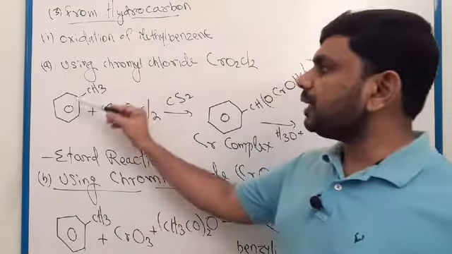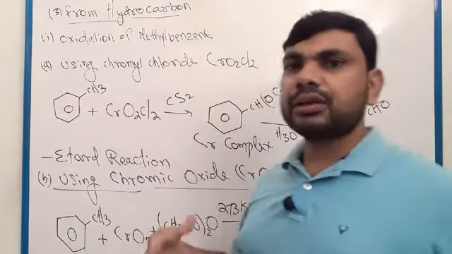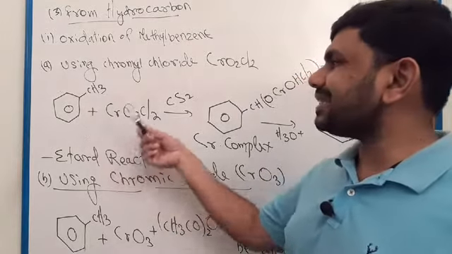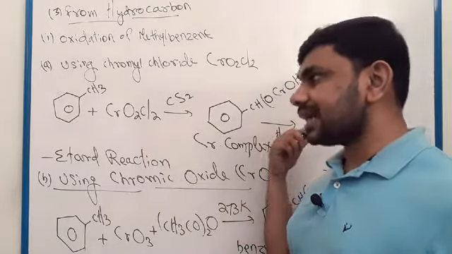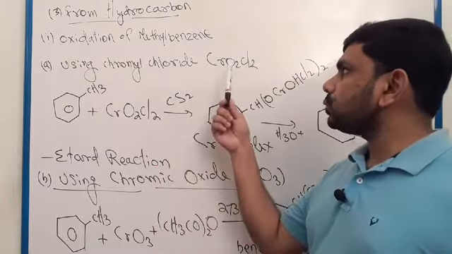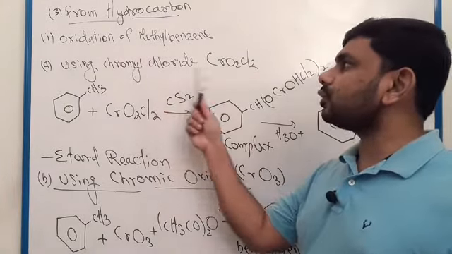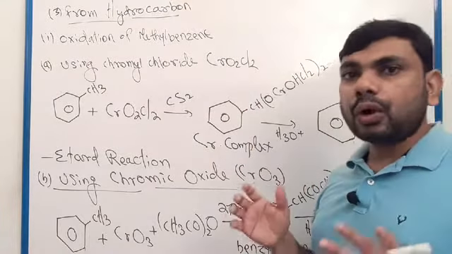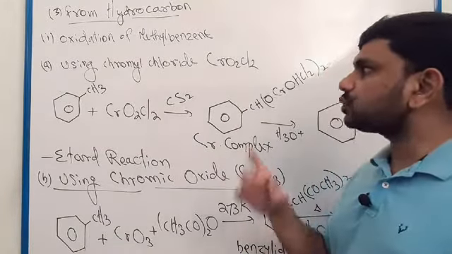We can convert methyl benzene to benzaldehyde by different methods. First one, using chromyl chloride, CrO2Cl2. So we have two reagents.